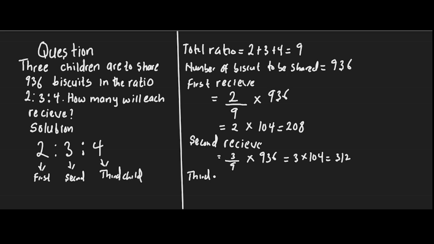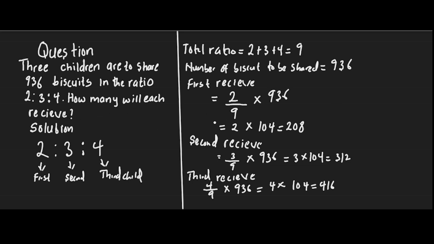Third receive is going to give us, the ratio for the third is 4. 4 over the total ratio, which is 9, times 936. That is also going to give us 4 times 936 divided by 9, which is 104, and that's 4 times 104. We have 416. So the question is, how many will each receive?